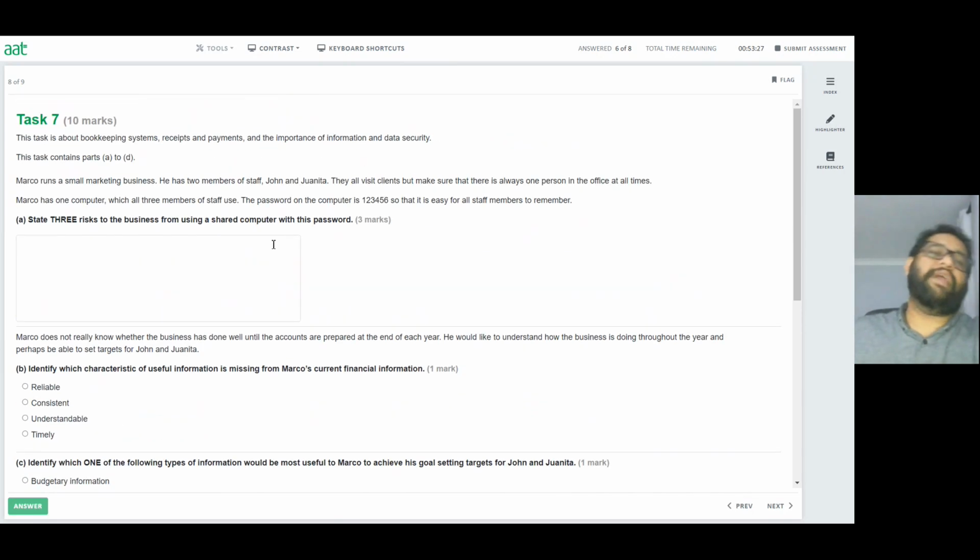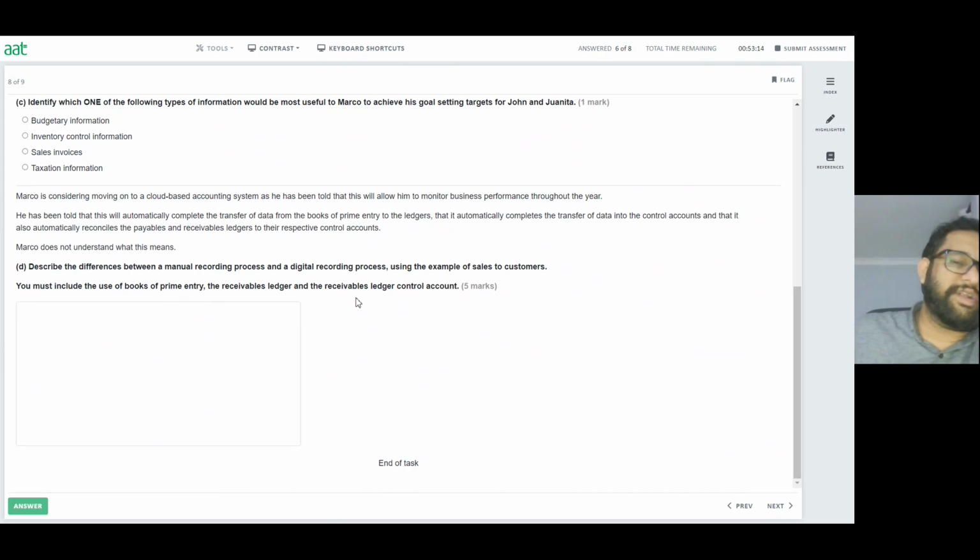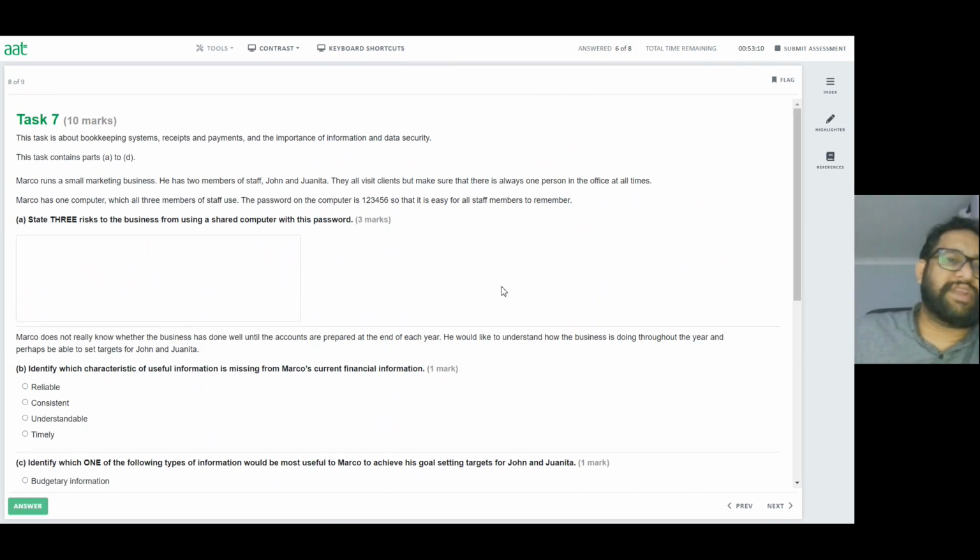So here again, we have to have a little bit of writing skills involved, but you're looking at it as part and parcel of this exam. The only way you can do it is a little bit of a written task. So there's a question with 5 marks here, and also a question with 3 marks. This task is about bookkeeping system, receipts and payments, and importance of information and data security.